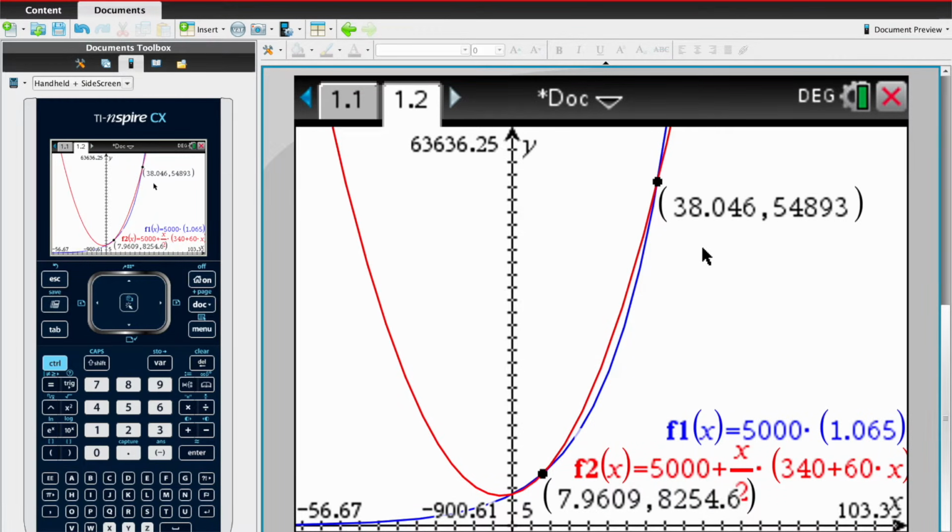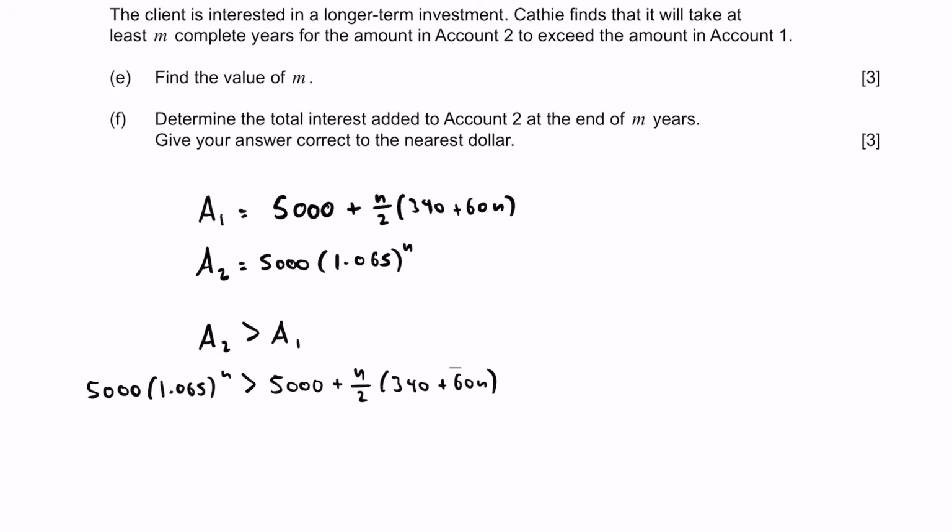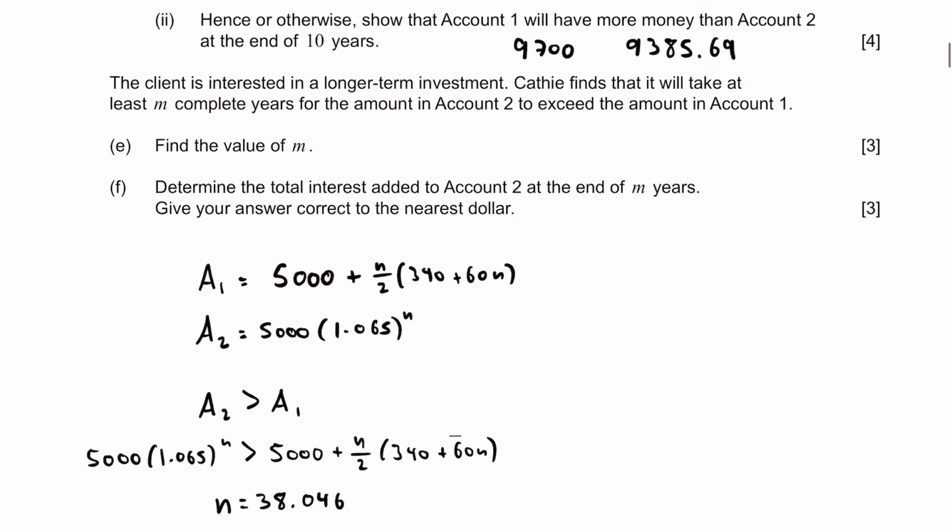So the value of m that I believe they're looking for here is 38. Actually, I didn't know it is. This is the one that they're looking for, 38 years, 38.046. Okay, so let's go back to the document and we'll write this out. So here we are. So when n is equal to 38.046, and let's actually look at this.